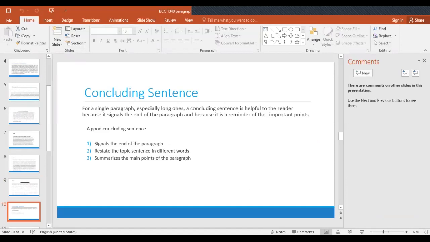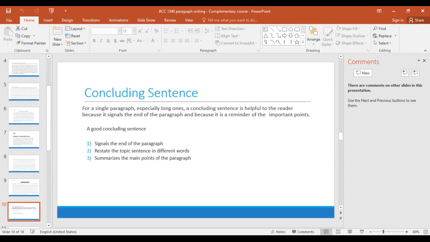Okay, concluding sentence. As I told you, I'm going to now talk about the concluding sentence. A concluding sentence is very important, especially if the paragraph is very long. If it's a very lengthy paragraph, then it's very useful to add a concluding sentence because it signals the end of the paragraph and because it is a reminder of the important points, right? It signals the end of the paragraph, and when the reader sees the last sentence, he gets the idea that, okay, you have come to your conclusion.